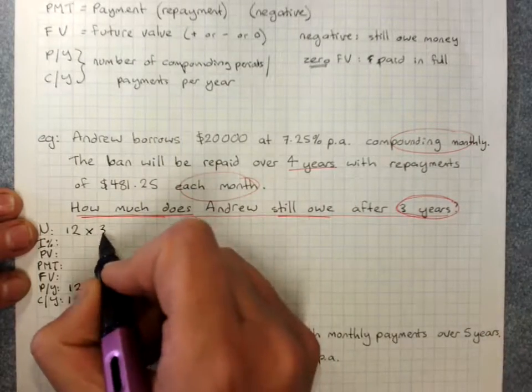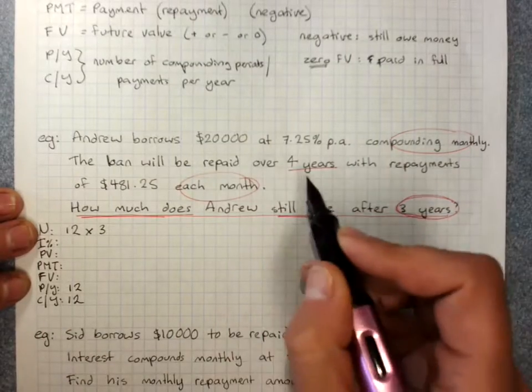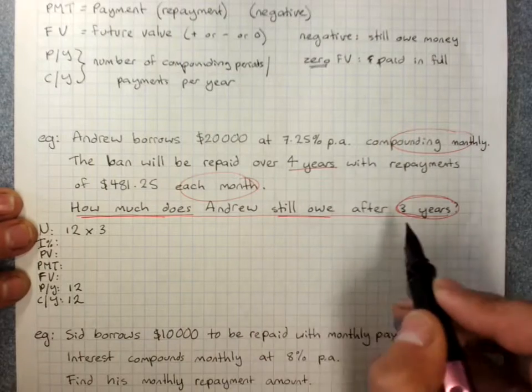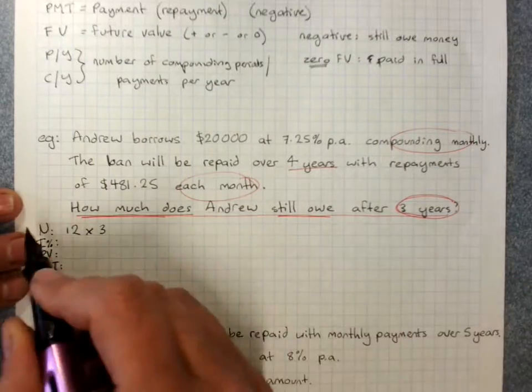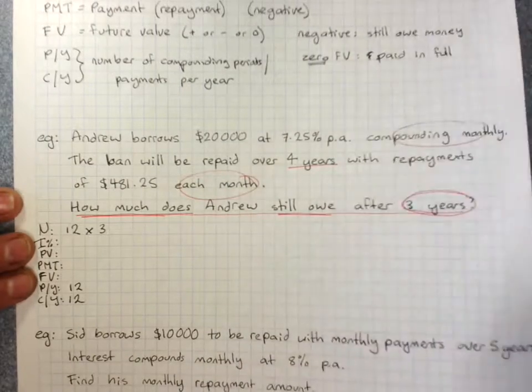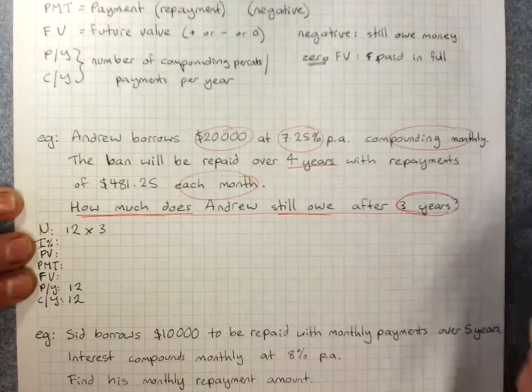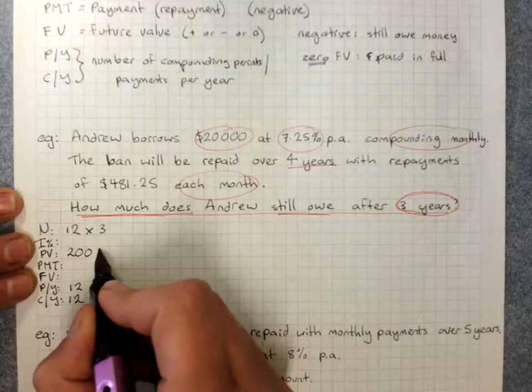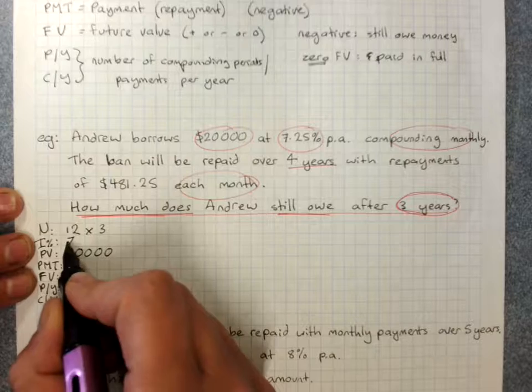We don't want to know how much he still owes after 4 years. He'll have paid it off. It will be repaid. It'll be 0. We want to know after 3 years. Then put in everything else we've got. 20,000 for the principal. And there's my interest rate. So present value, 20,000. Interest rate per annum.